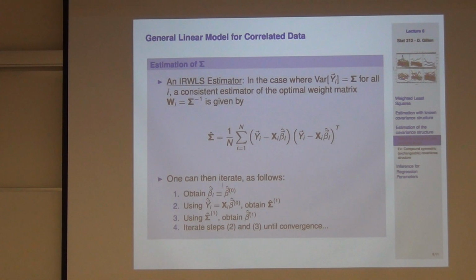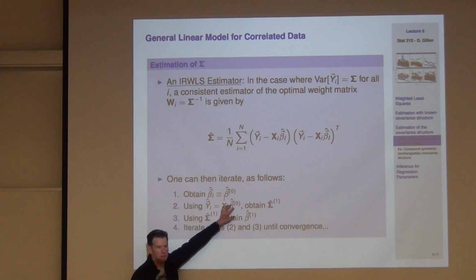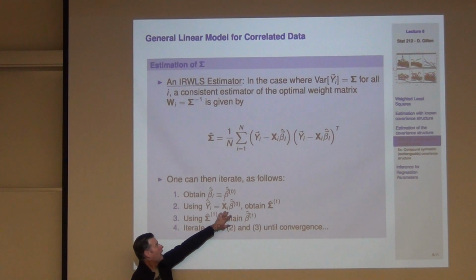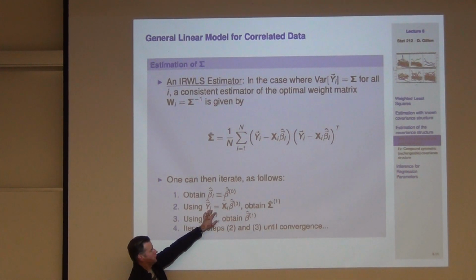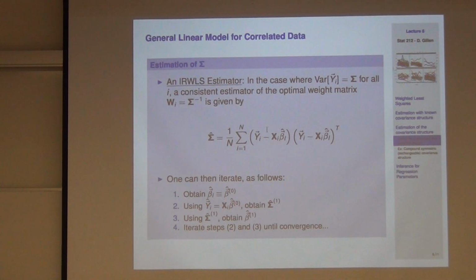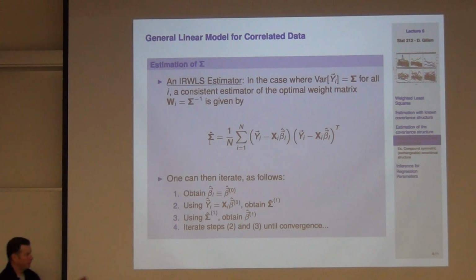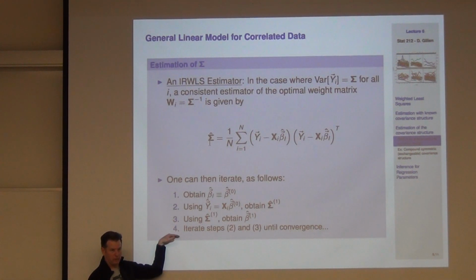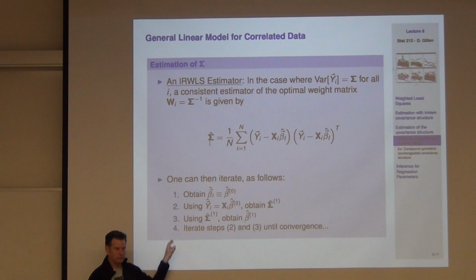So can I do the following? I can start off and fit an OLS model and get myself some beta hats. I'm going to take those beta hats and get fitted values for my y_i's. I can use those to estimate sigma hat. I'll take that sigma hat and plug it in, get myself a new estimate of beta based upon that weight, and continue to do that until convergence. Sound pretty good? Sound reasonable?